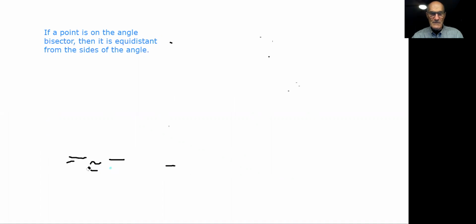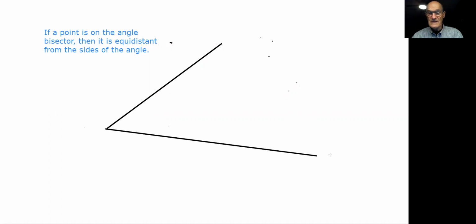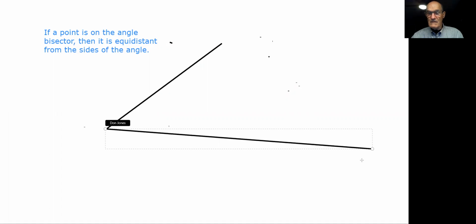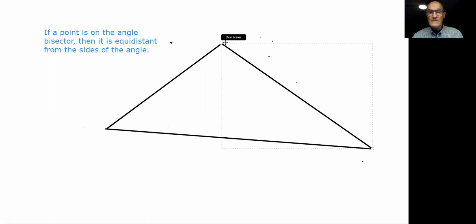Now we're using that same concept that the point on the angle bisector is equidistant. So now if I do this, I'm going to come down here. There's my first side. Once again, this does not have to be any special type of triangle. So what I'm going to do now is bisect each one of these angles.